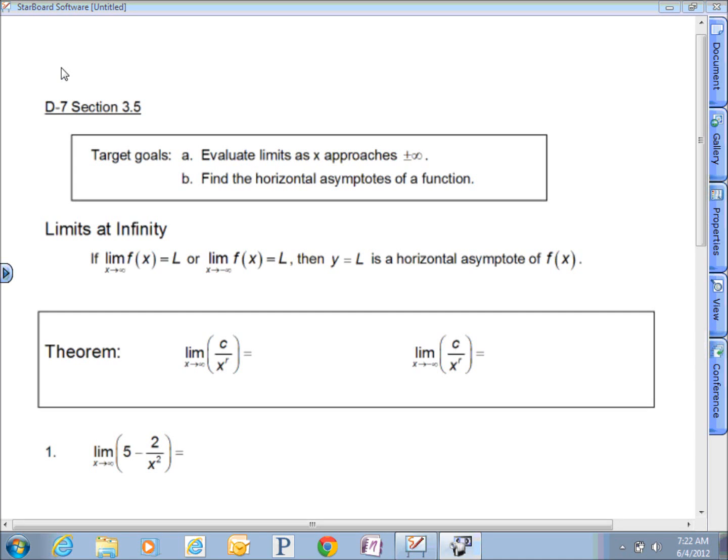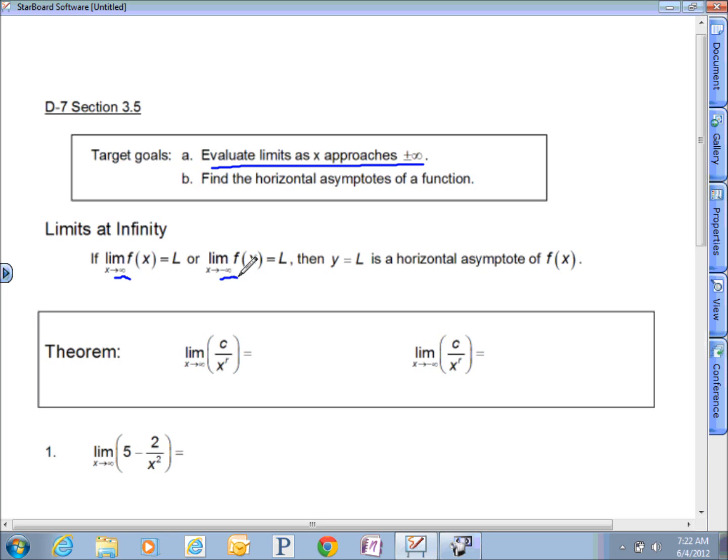Last day of this chapter, we're going to jump to section 3.5 in our book, and we're going to talk about infinite limits, and limits as x approaches infinity. We'll get to that second goal in a little while. Limits at infinity: what we're really looking for is what happens as x's get really, really, really large, or really, really, really small.